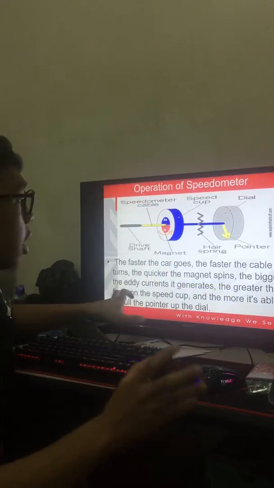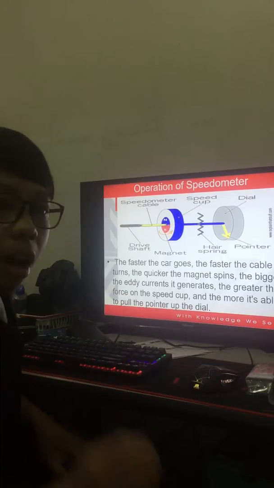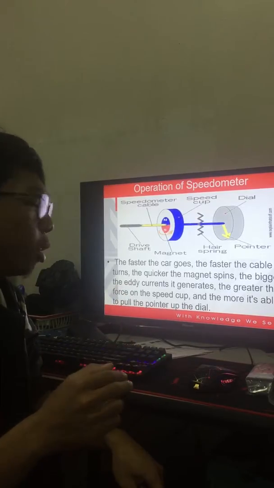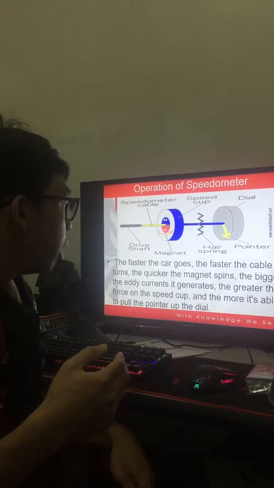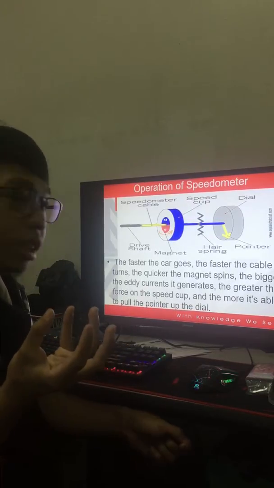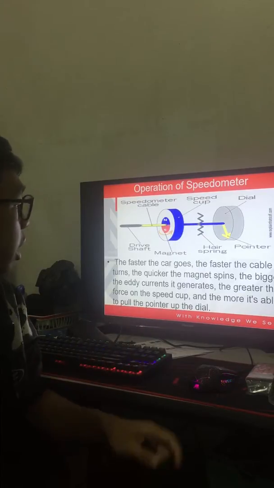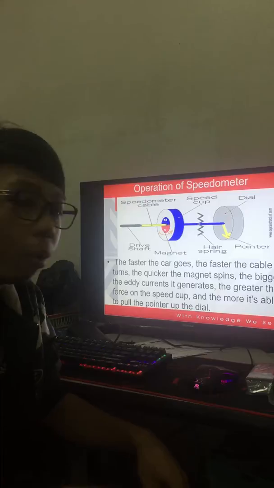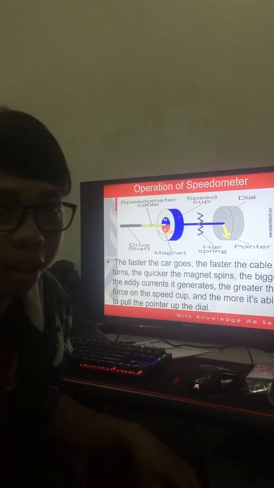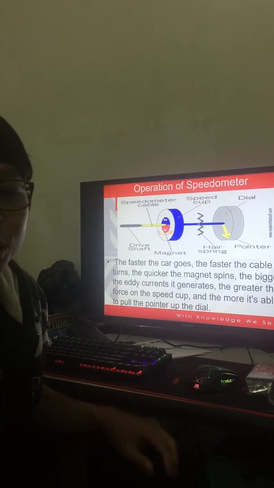This is the summary of the operation of the speedometer. The faster the car goes, the faster the cable will turn, and the quicker the magnet will spin. The bigger the eddy currents that the magnet generates, the greater the force on the speed cup, and lastly, the more it is able to pull the pointer up the dial. We will move on to the next part by Syazwan bin Hassan.